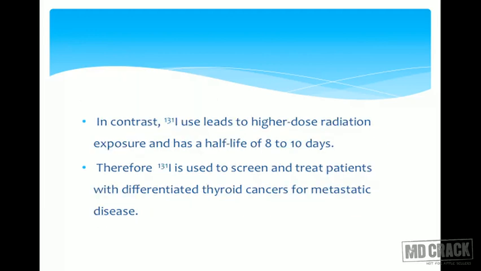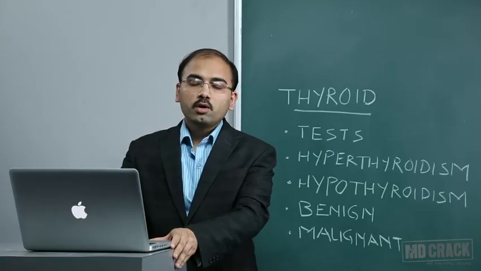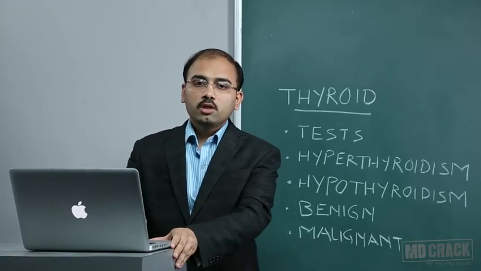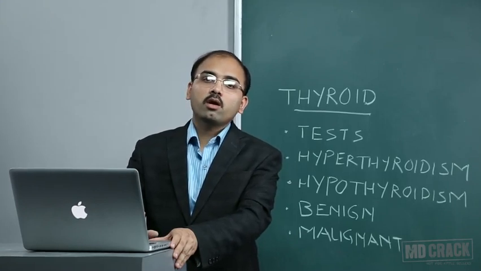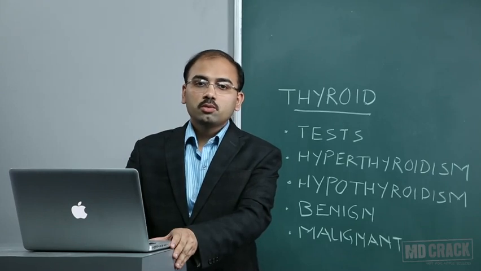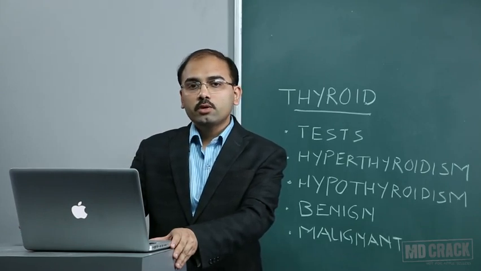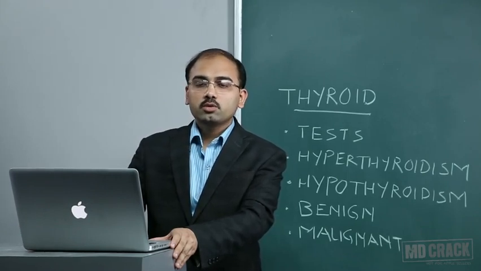But in contrast, iodine 131 use leads to higher dose radiation exposure and has a half-life of 8 to 10 days. So iodine 131 is used to screen and to treat patients with differentiated thyroid cancers for metastatic disease. After you are done with thyroidectomy, to burn out the cells which are remaining in the thyroid bed or anywhere in the body, you have to give iodine 131, which will act as a radiating dose.